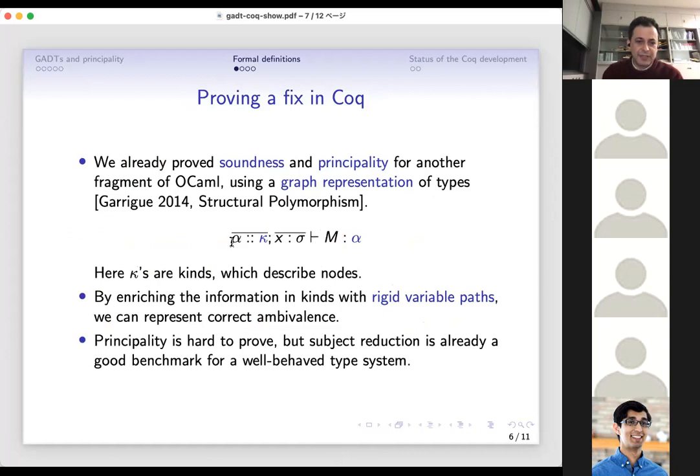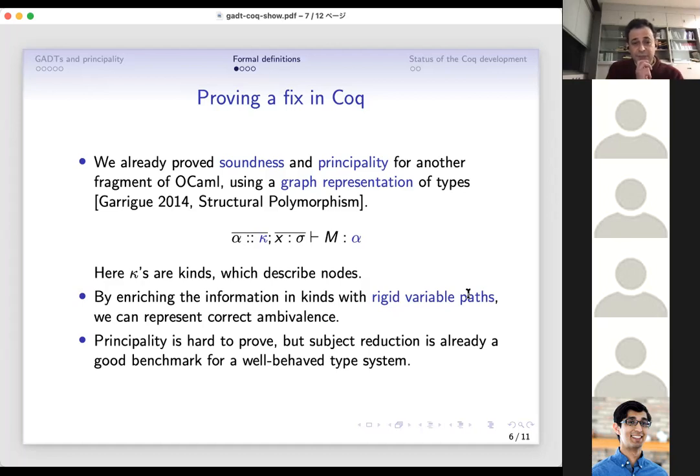What this means, that we're using a graph representation of types, is that we have judgments where the type is just a type variable, and the concrete structure of the type is this kinding environment with a mapping from type variables to kinds, and the kinds describe nodes in the types, if you will. And it appears that by just enriching the information in kinds with a concept of rigid variable paths, which I will explain in the next slide, we can represent ambivalence correctly and fix the problem in the previous slide.